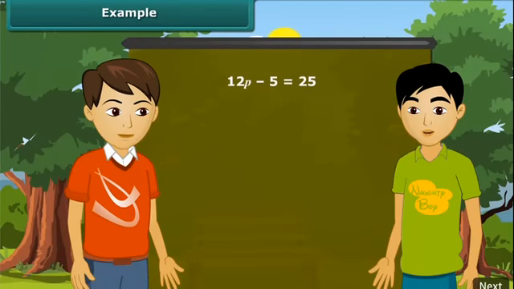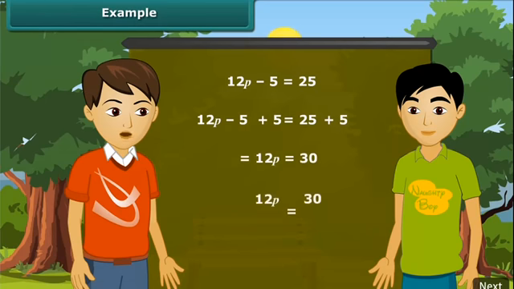Ajay, can you solve this equation? Yes. To get p on the left-hand side, we will add 5 to both the sides. We get 12p is equal to 30. Now divide both sides by 12. We get the answer p as 5 upon 2. Very good. Do you know that we can solve these problems by transposing also? What is transposing? Come, I'll explain to you.